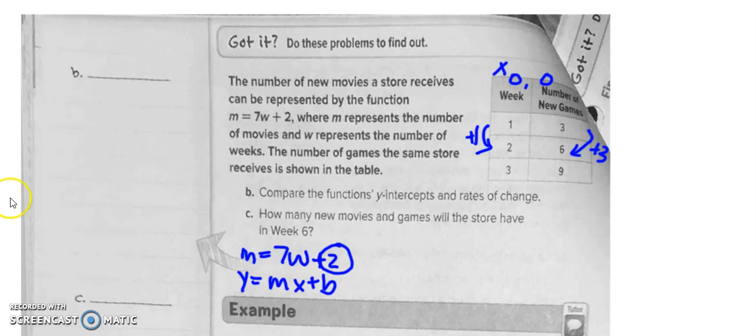Okay, so we will be looking at this example, doing it ourselves. The number of new movies a store receives can be represented by the function m equals 7w plus 2. That's not very pretty, but that's going to be our equation. And the store is also going to be getting games, and the number of games they receive is represented by the table.